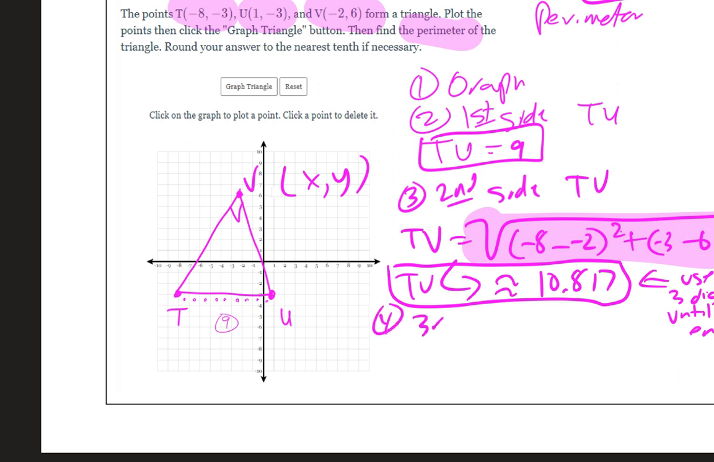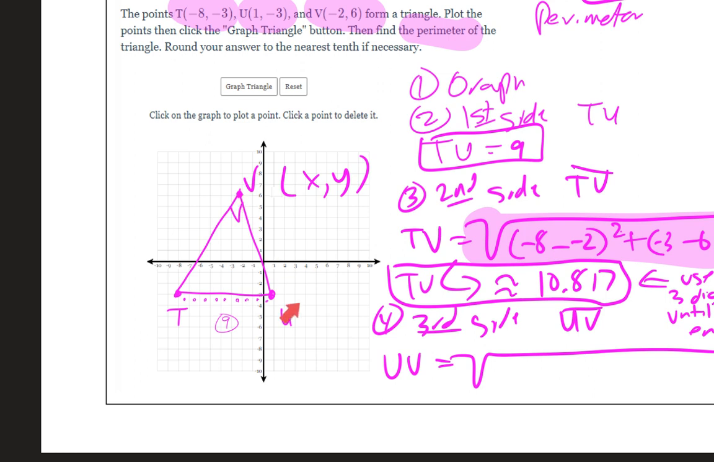Next, let's find the third side. The third side, once again, is going to be UV. Because UV is a diagonal, we have to use the distance formula, so we're going to use the difference squared plus the difference squared. So U and V, remember X comes first, so 1 and -2. 1 minus -2. Then the Y values. We said UV, so -3 and 6. Make sure that we type it in just like that.